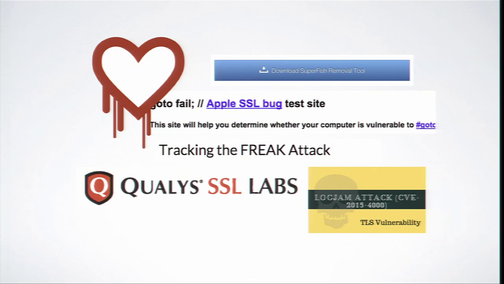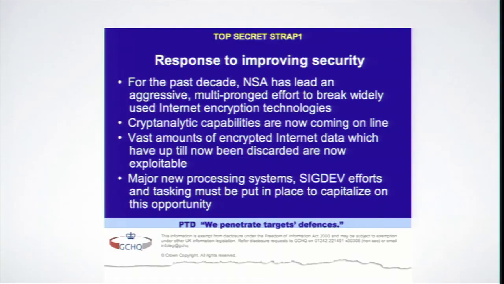And there have been many other examples of people getting SSL and TLS wrong. So these are the things we're supposed to be able to do right. Let's see why we can't do them. Okay, so another reason that this matters is because of slides like this one.